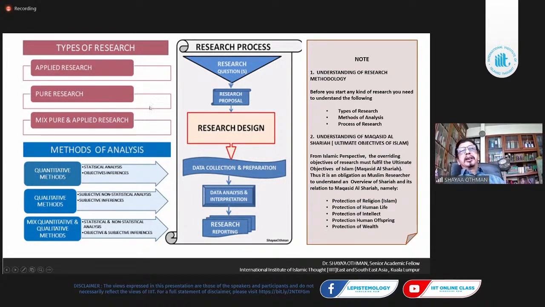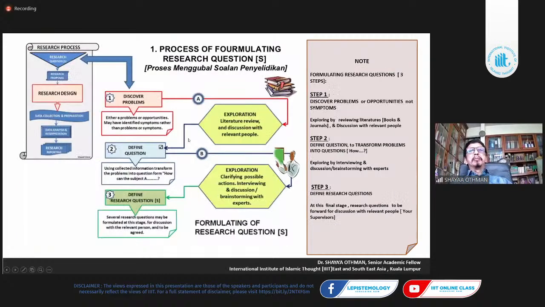I think every 15 minutes we will stop for 5 minutes of question time. Okay, let us go to process number 1, that is discover the problem. In research, you're going to discover the problem or the opportunities. If I'm a researcher, because research belongs to me, then I do my research to my own advantage, in the sense of what opportunities there are in life.